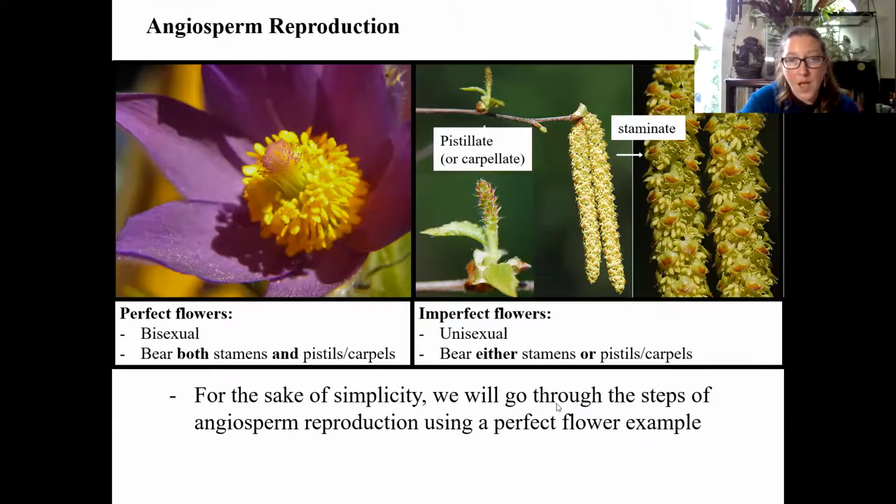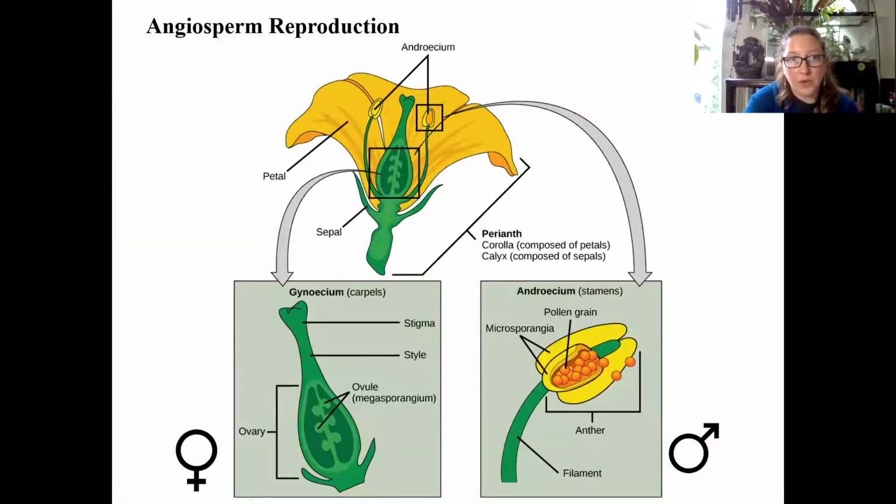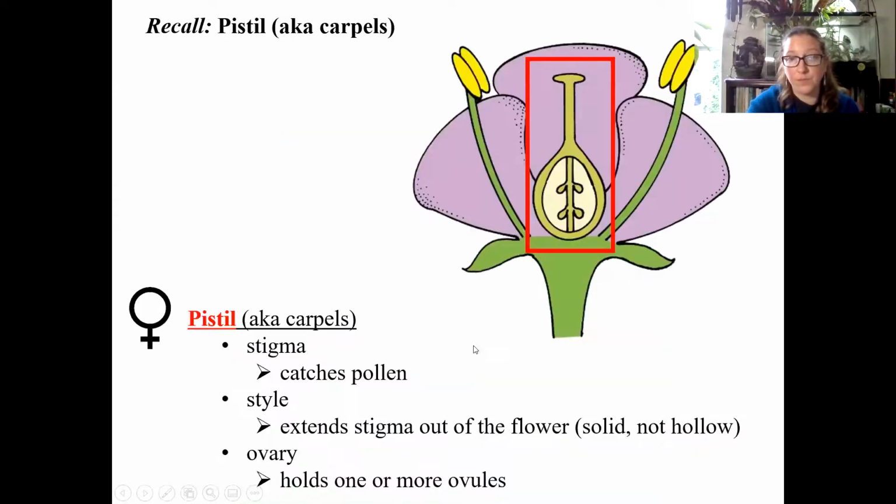Okay. All right, so let's talk about angiosperm reproduction. So here we go. We have our perfect flower we're going to use as an example. And the perfect flower has on it male and female sex structures, right? On the left bottom, we see the female sex structures. On the right bottom, we see the male sex structures.